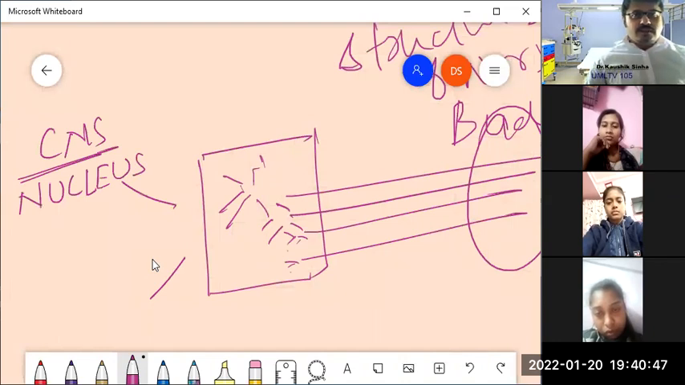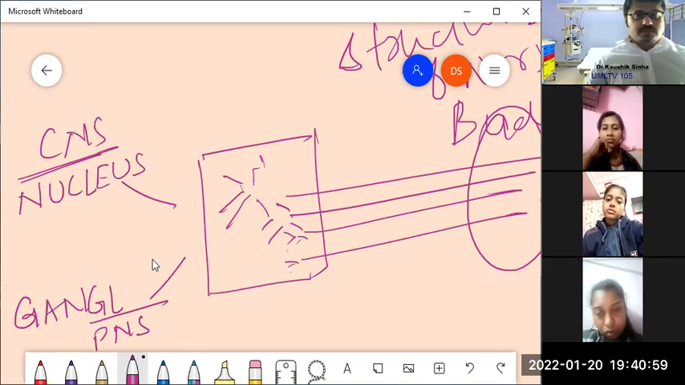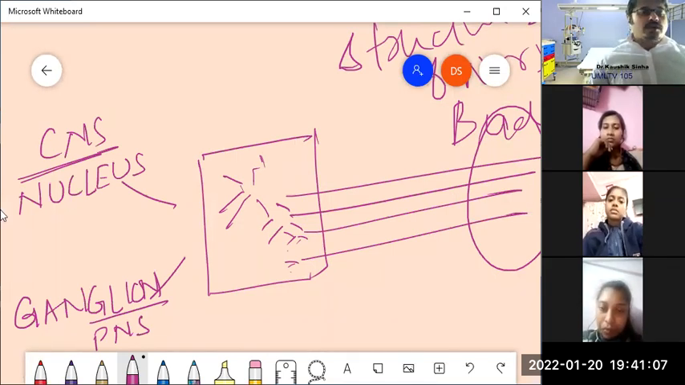But if it is in the PNS, we would call this group of cell bodies ganglia or ganglion. Understood what is nucleus and what is ganglion? Do not get confused with this word nucleus.